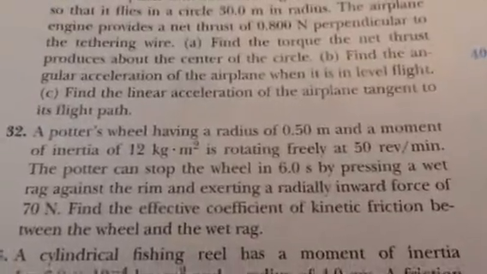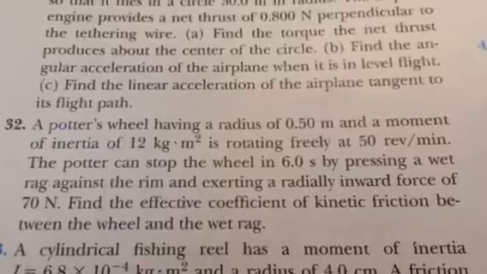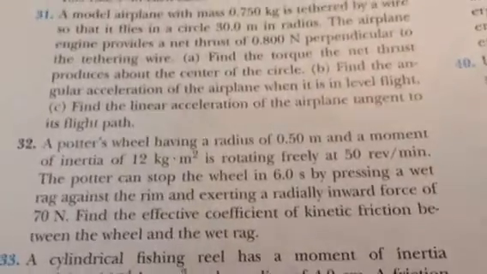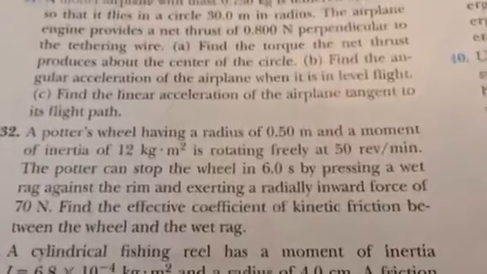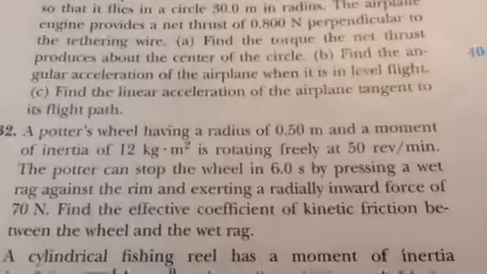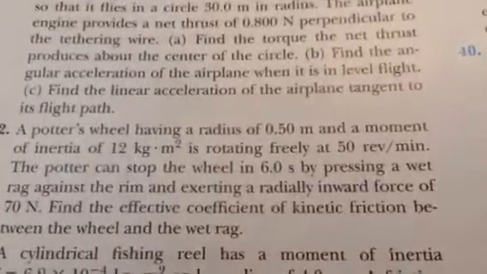A potter's wheel having a radius of 0.5 meters and a moment of inertia of 12 kilograms times meter squared is rotating freely at 50 revolutions per minute. The potter can stop the wheel in 6 seconds by pressing a wet rag against the rim and exerting a radially inward force of 70 newtons. Find the effective coefficient of kinetic friction between the wheel and the wet rag.